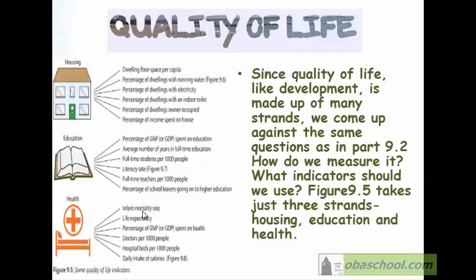The first indicator, infant mortality rate. Second, life expectancy. Third, percentage of GNP or GDP spent on health. Fourth, doctors per 1,000 people. Fifth, hospital beds per 1,000 people. And finally, the daily intake of calories. These 3 strands each have 6 indicators that show us the quality of life in the countries of the world.